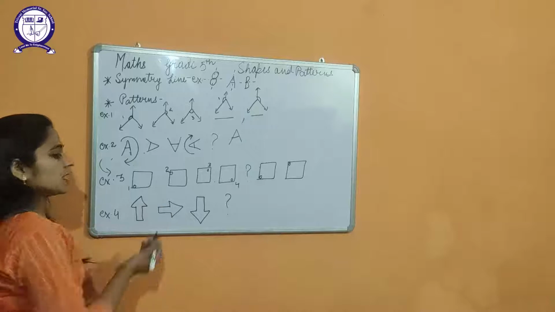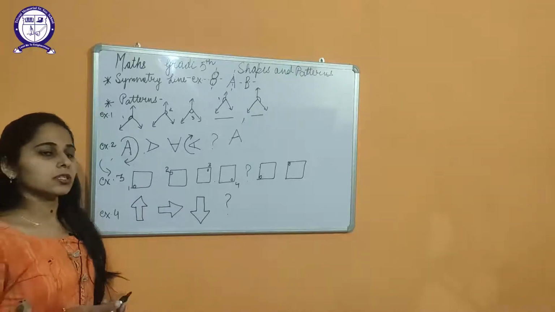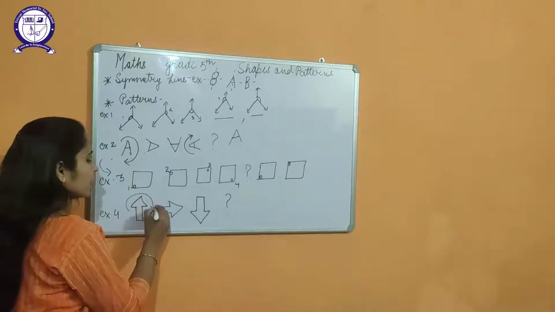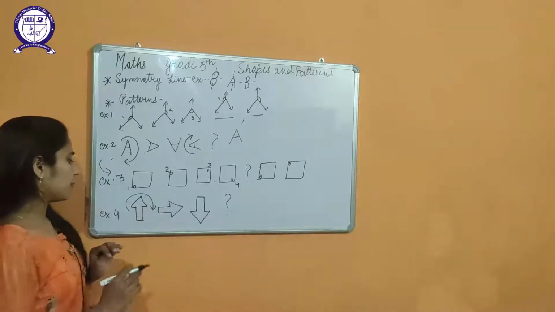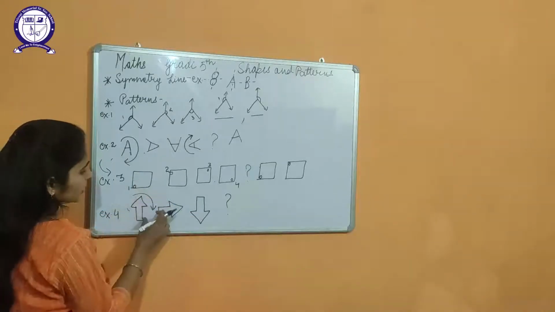Now arrows. These arrows are also taking a 1/4 turn in the clockwise direction. So this is moving like this, and it is taking 1/4. So you will just rotate this by 1/4.